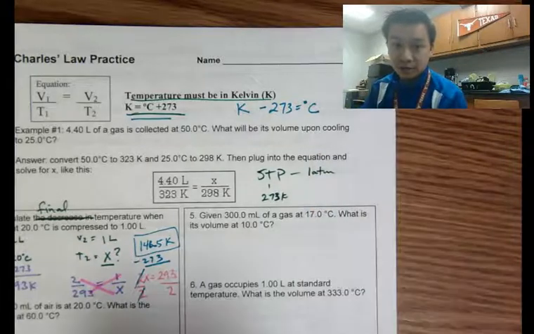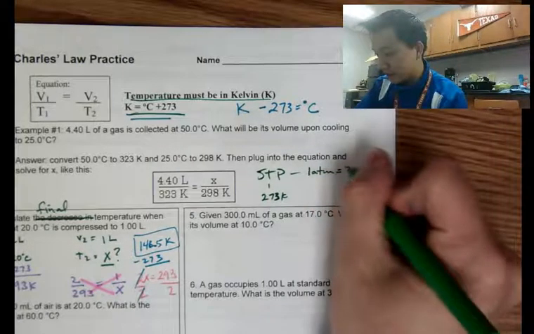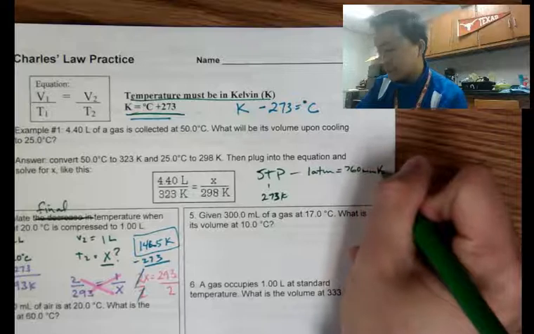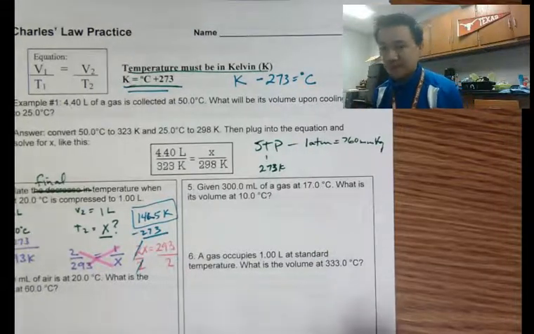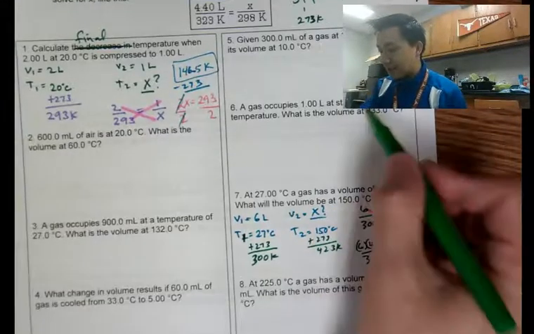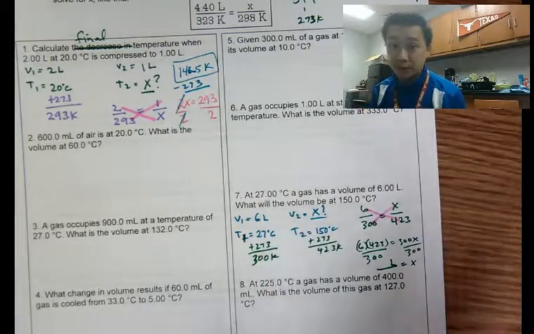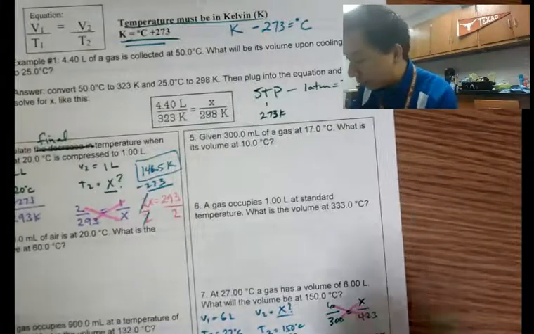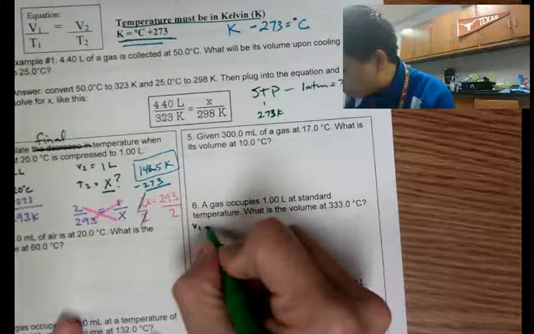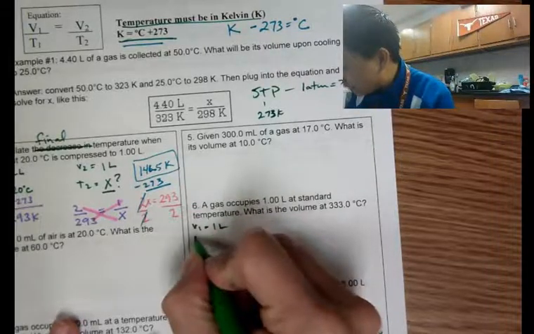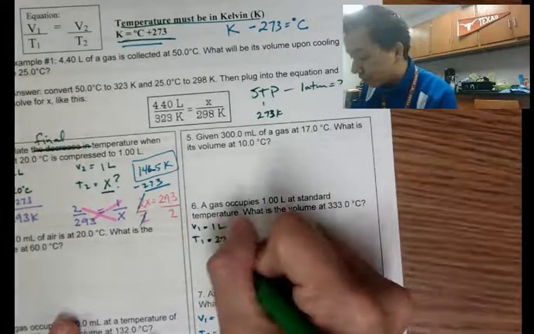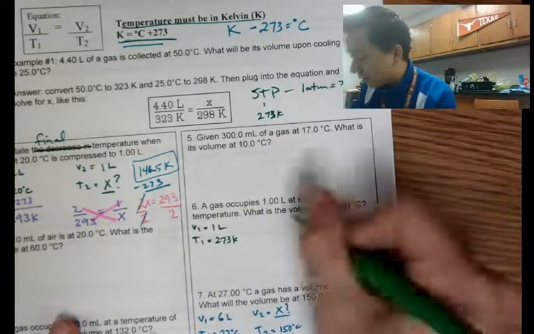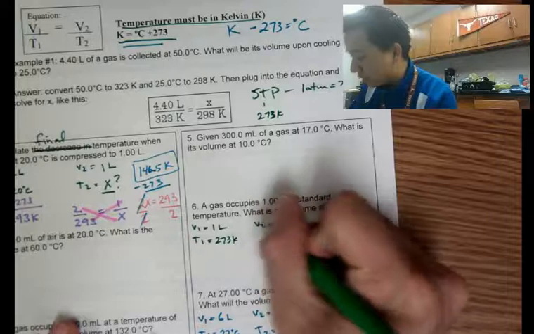It is also equal to a bunch of other stuff like 760 millimeter of Hg, 760 torr, 101.3 kPa, or 14.7 psi. So make sure if it says standard temperature, that is a number. Okay, that represents a number. So here, like number 6, V1, which is 1 liter. T1 is the standard temperature, which is 0 degrees Celsius or 273 Kelvin. What is the volume at the new temperature? So we're looking for V2 here.